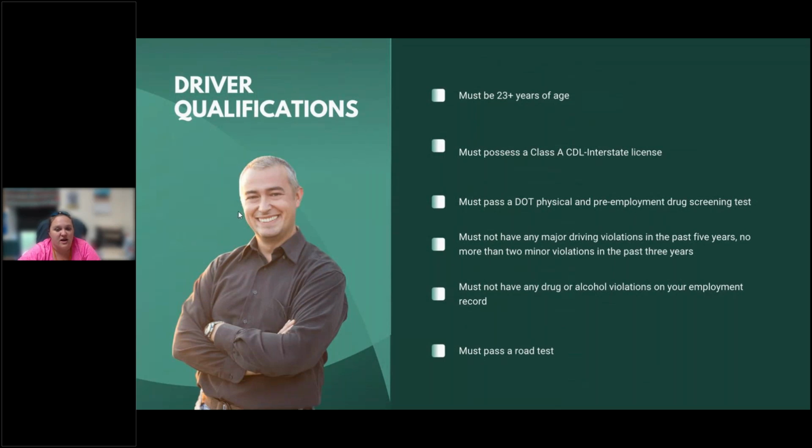As far as the violations, whenever you guys say may not have any major driving violations in the past 5 years and no more than two minor in the last 3 years, what qualifies as a major versus a minor? Okay, a minor would be red light cameras, small speeding tickets. The cutoff for speeding is 15 miles an hour, so 15 miles an hour or above the posted limit.